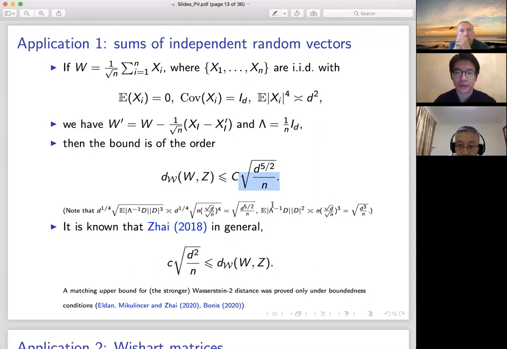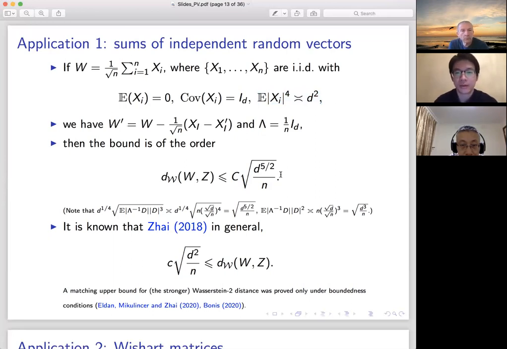Now to illustrate why this fourth moment bound can even be better than the third moment bound, we can do the same computation for the third moment bound. It turns out that it's of order square root of d cubed over n, which is worse than our bound in this typical situation. So that's the result for sums of independent random vectors.